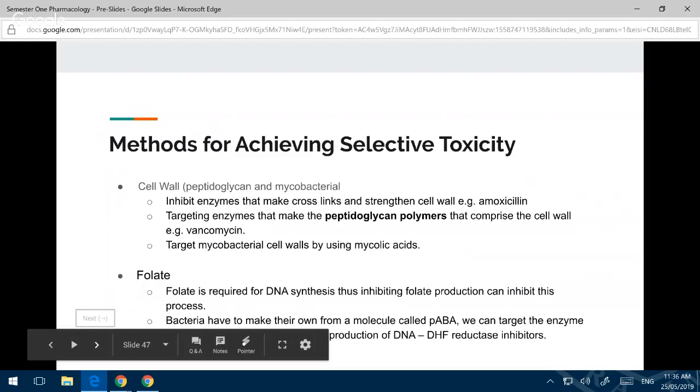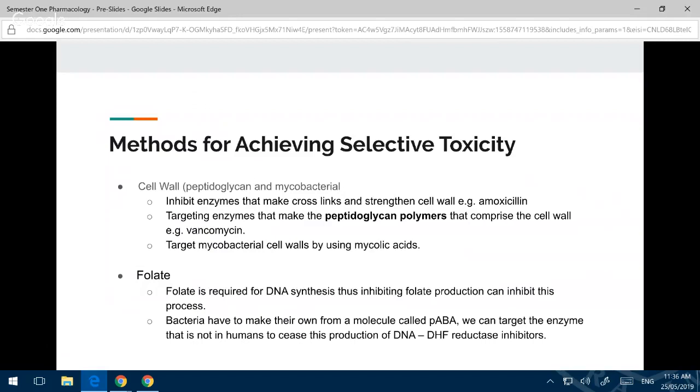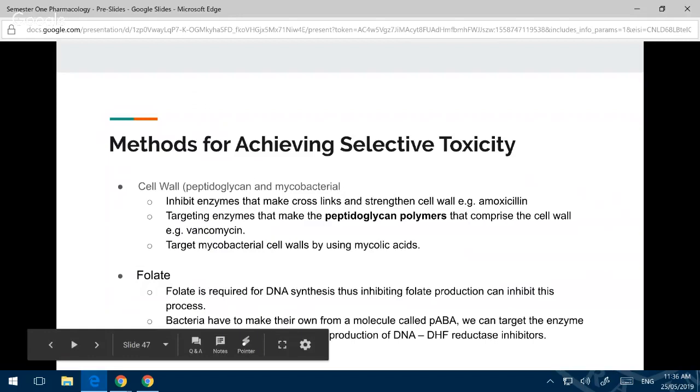Folate, which is essential for DNA synthesis, we can target this. So therefore we're targeting the synthesis of the genetic material in the bacteria itself. Bacteria actually have to make their own molecule called PABA, and we can target the enzyme that makes this, which isn't present in humans otherwise.